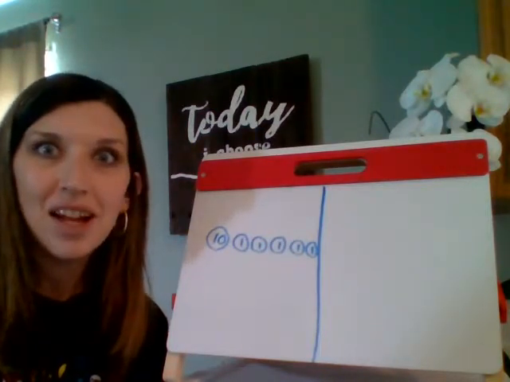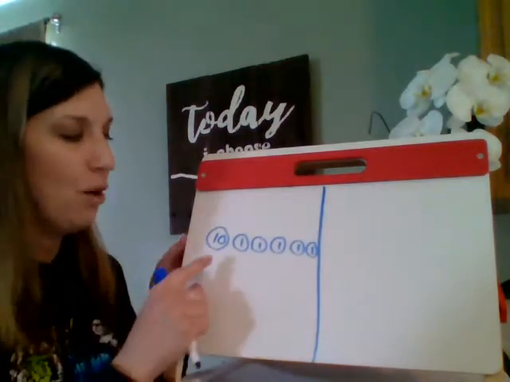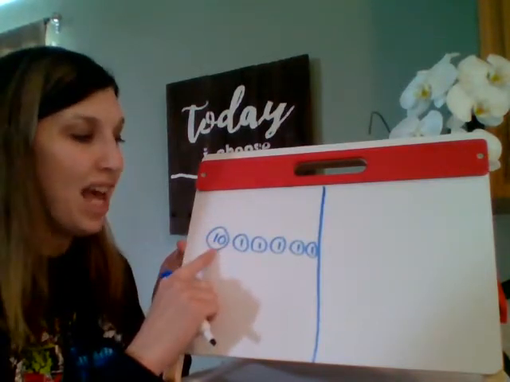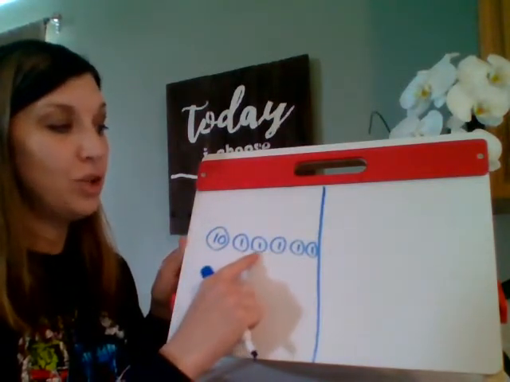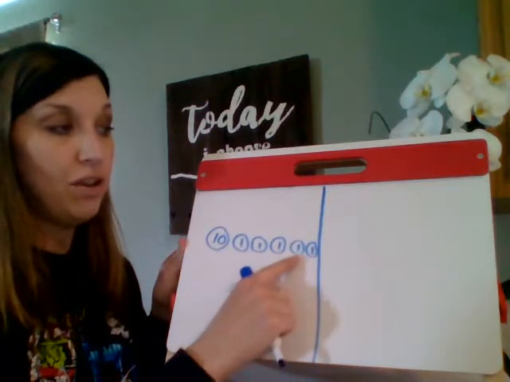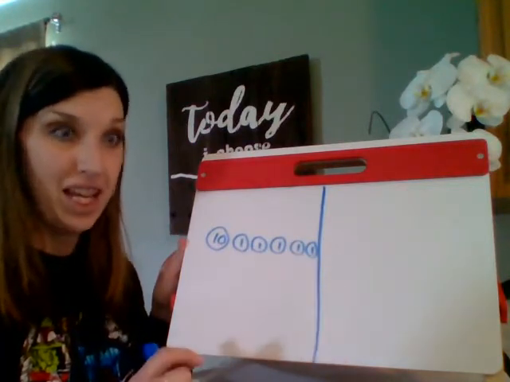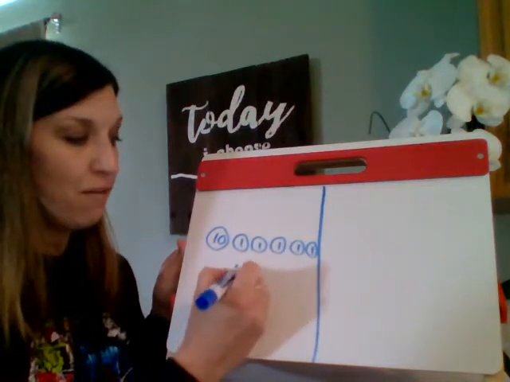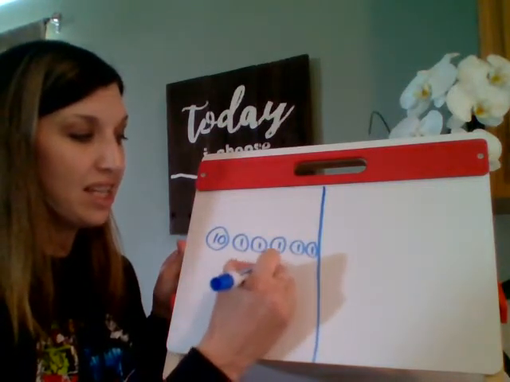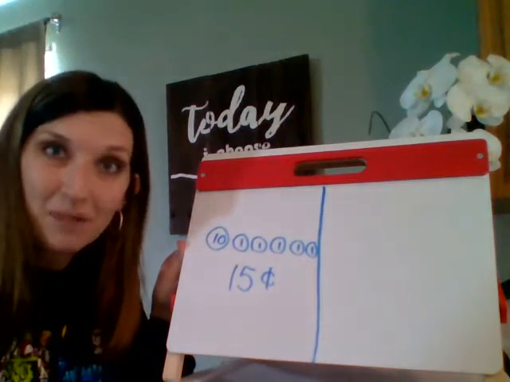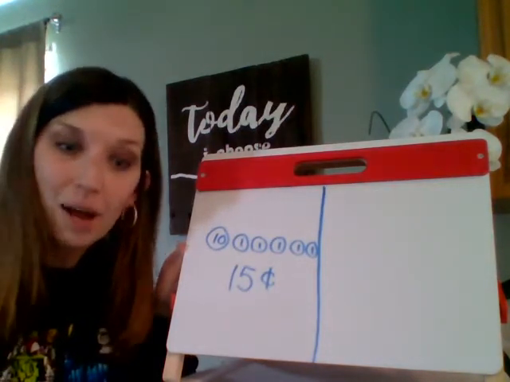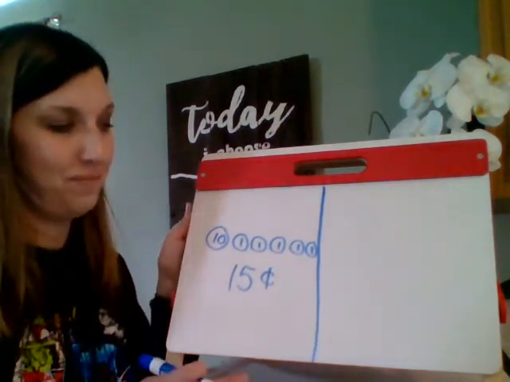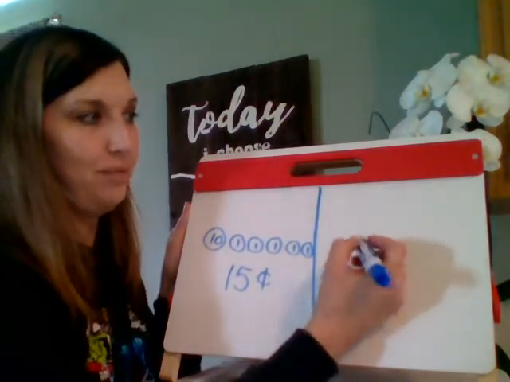All right, let's count on and see how many we have. Count with me. Here we go. 10, 11, 12, 13, 14, 15. A dime and 5 pennies makes 15 cents. If you had 15 cents on your board, great job, kindergarten. So proud of you. All right, here comes another one.